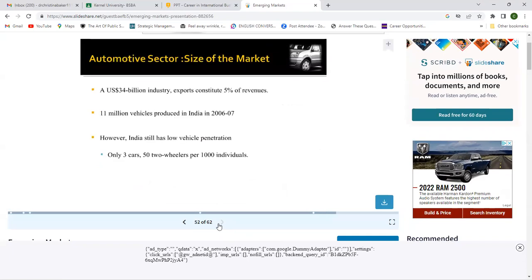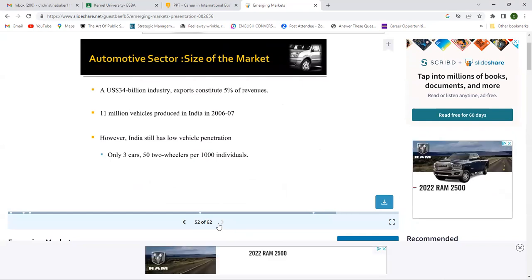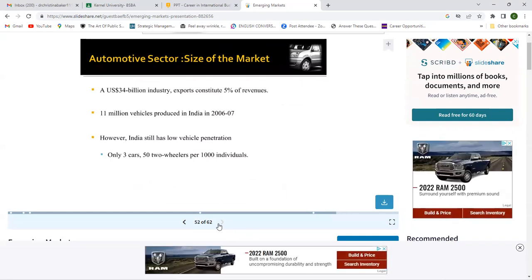The US 34 million industry exports constitute about 5% of revenues. 11 million vehicles were produced in India in 2006 to 2007. However, India still has a low vehicle penetration: only 3 cars and 52 wheelers per about 1,000 individuals.